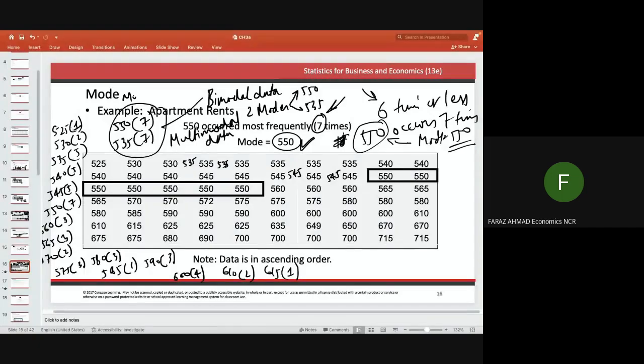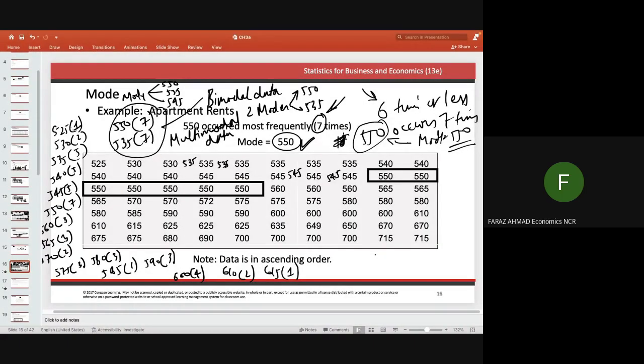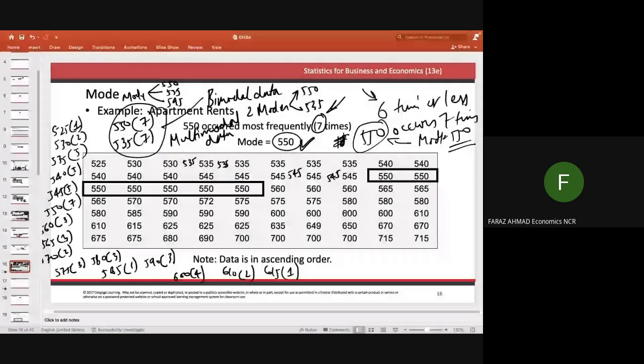Because we have three modes. Modes are three, right? We have 550, we have 535, we have 545. So you can have more than two modes, 3, 4, 5 modes. You can have two modes for bimodal data, and one single mode for unimodal data. And in this case, it's unimodal data because there is only one number which is most frequent, occurring 7 times, and that is 550. Did you get it? You can see the slide also. You can have a reading of it.